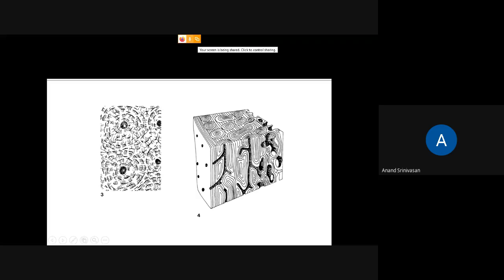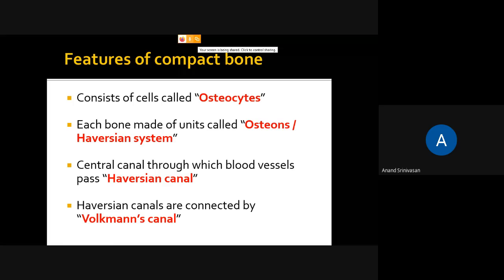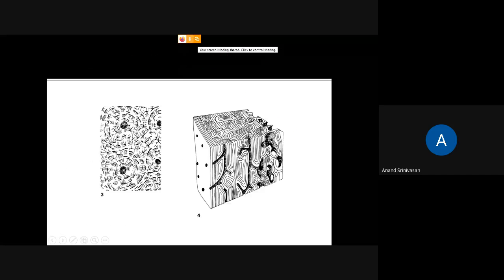Now in the center of the osteon, there is a small canal. This is called the central canal or Haversian canal. What passes through this Haversian canal? The blood vessels. Each osteon has a central canal called the Haversian canal. Here you can see the osteons, and in the center there is the central canal or the Haversian canal.